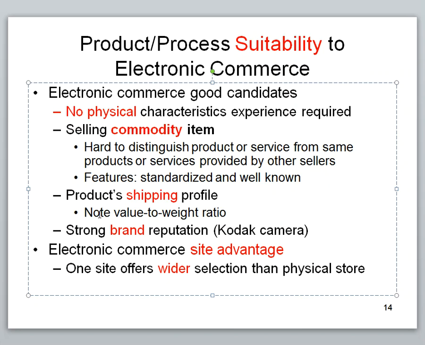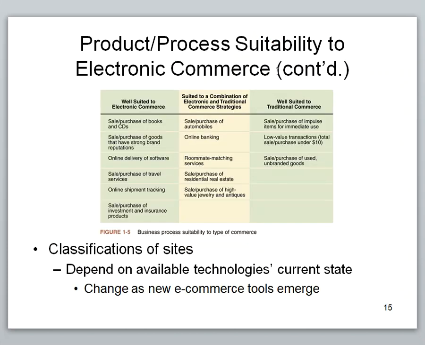So this slide shows examples of our main notes about what products and processes are suitable for e-commerce. I think we will have a table, yes, a table that shows, and I'd like you to study this from the textbook, which products are well suited for e-commerce, what might be in the middle, and products that should be introduced traditionally, not using e-commerce, and examples for them.